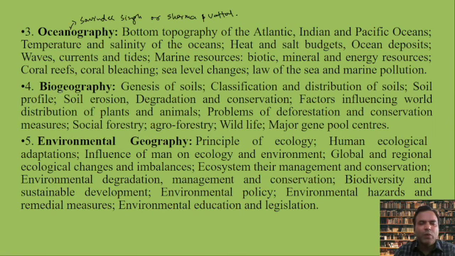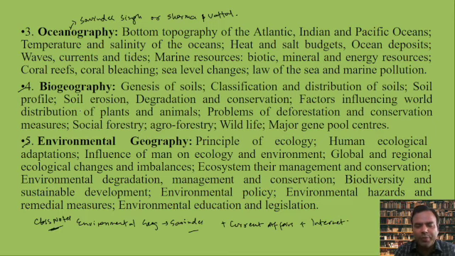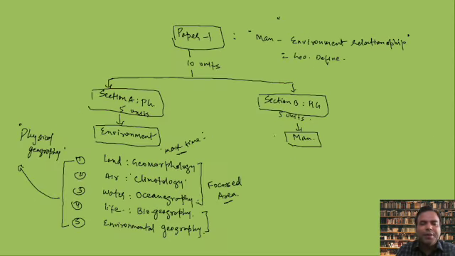In biogeography, no need to buy anything. When you buy environmental geography, the biogeographical concepts are there. Otherwise, you can get Savindra Singh for biogeography as well as environmental geography, so go through it. Here, questions from the textbooks are not much focused. Here, use current affairs plus the internet, or focus on my class notes, which are developed topic by topic. That's the only approach.